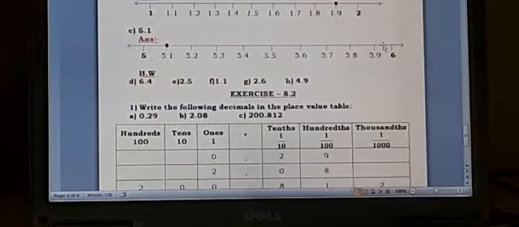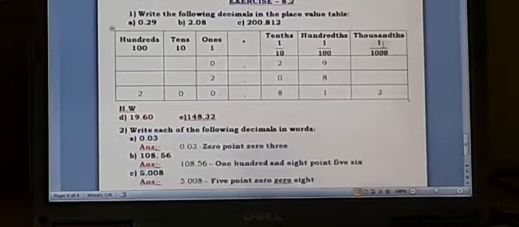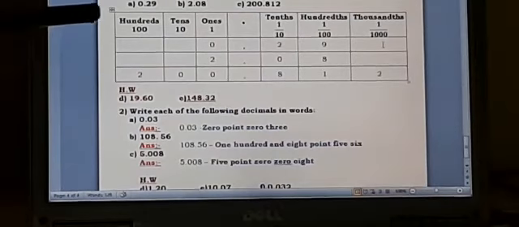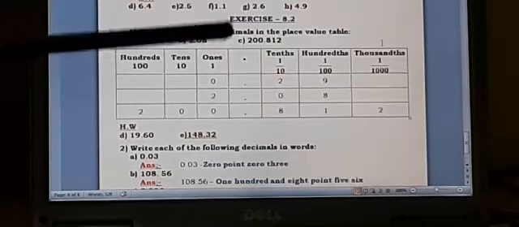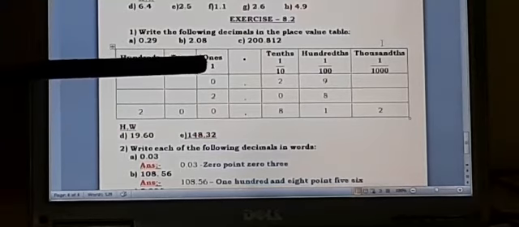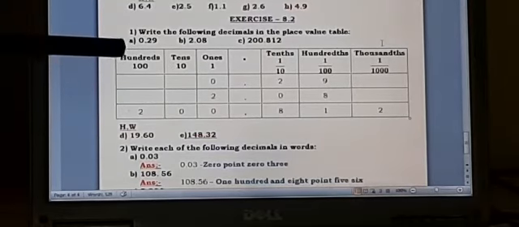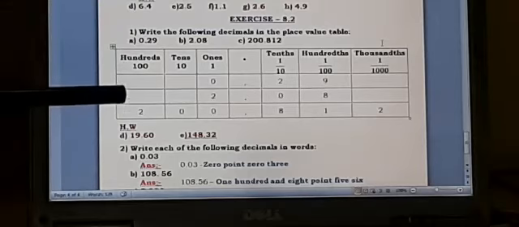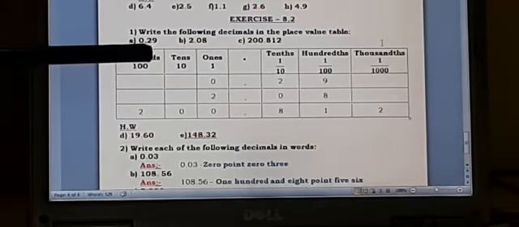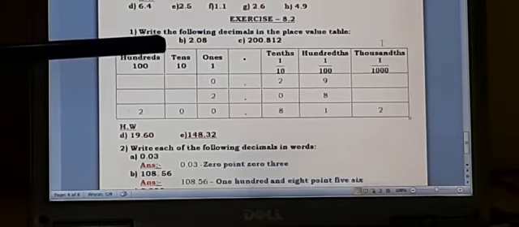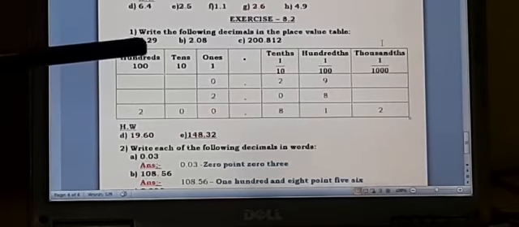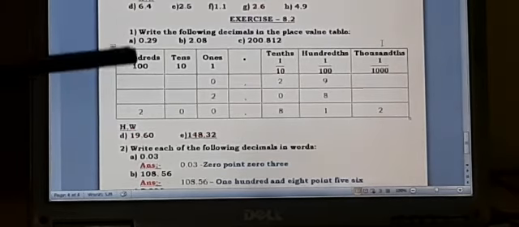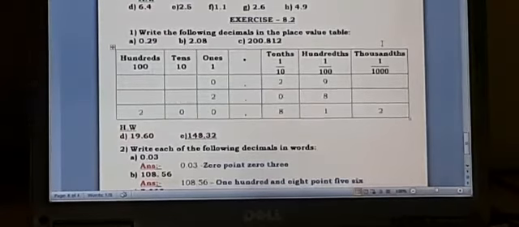Now come to the next exercise. Here they have given decimal numbers. We have to enter them in the place value table. This also we already saw on previous pages. Here they have given numbers with 2 digits and 3 digits after the decimal point. So according to that we have to make a table and enter the numbers.